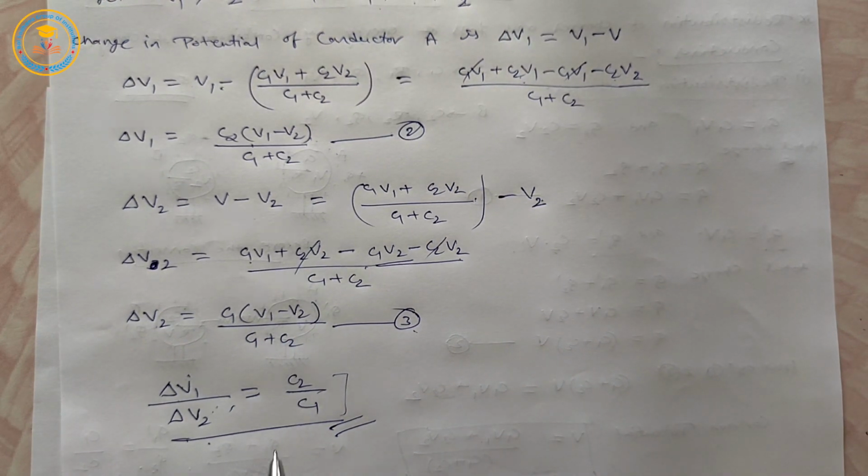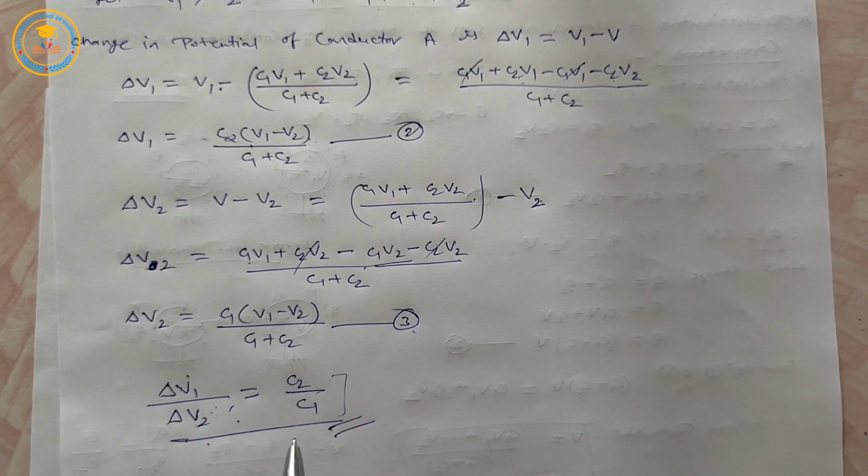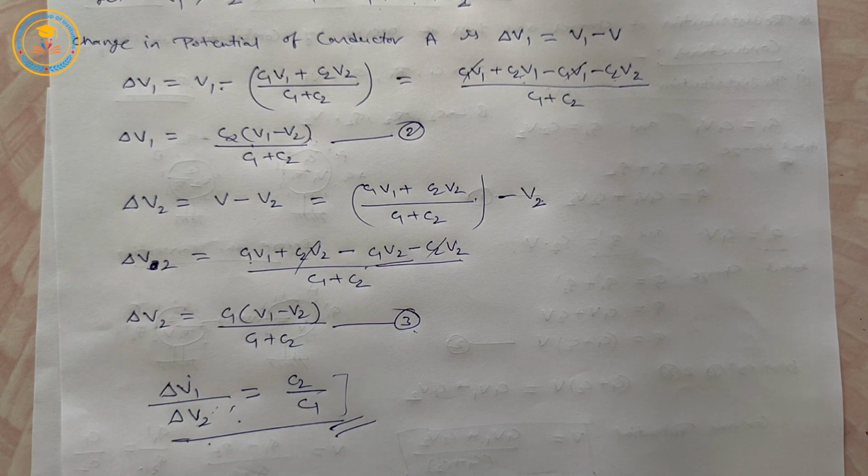Again repeat, after the redistribution of charges, the ratio of change in potential of conductors is equal to the reciprocal of the ratio of their capacitance. This is the redistribution of charges.